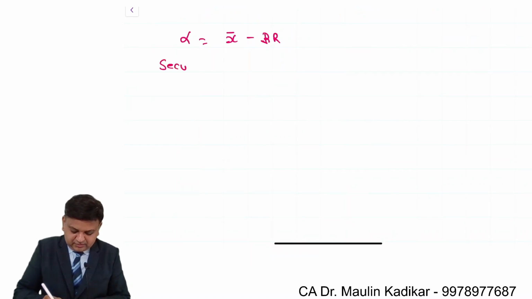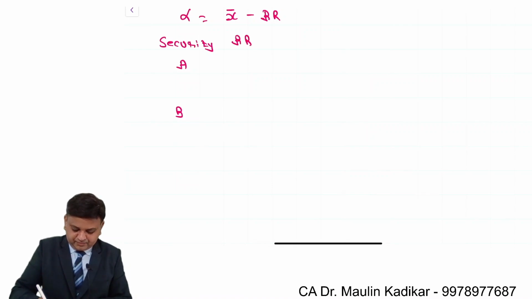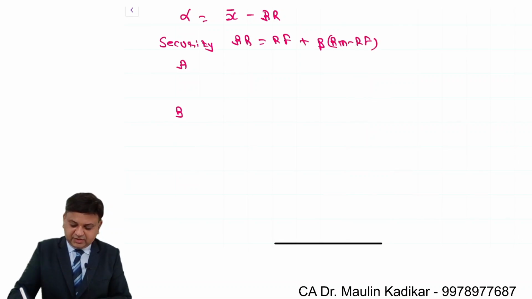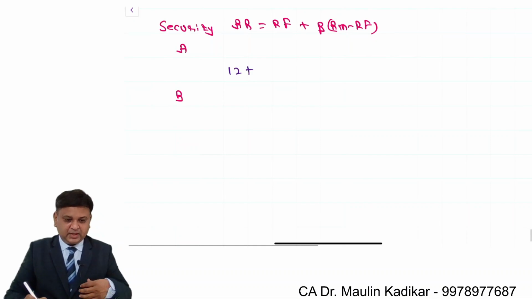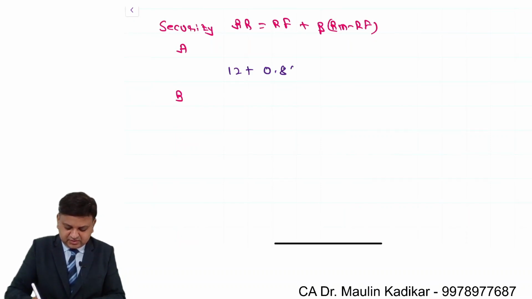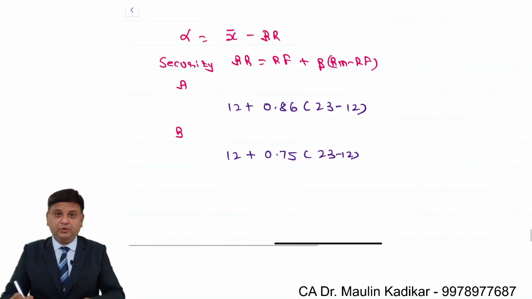So here the securities are A and B. Required rate of return is RF plus beta into (RM minus RF). What is the risk-free rate of return? Risk-free rate of return is 12%. What is beta? Beta is 0.86. RM is 23 minus 12. Next is again 12 plus 0.75 into (23 minus 12). That is the way we can compute the required rate of return.